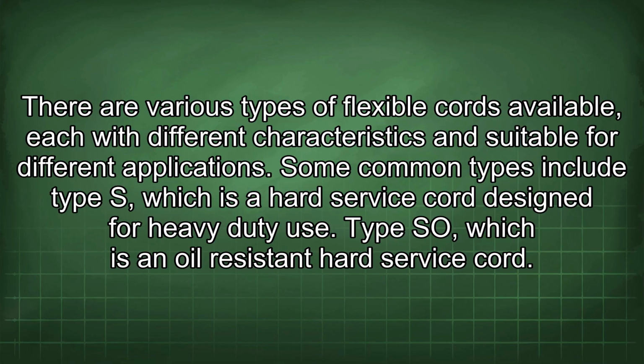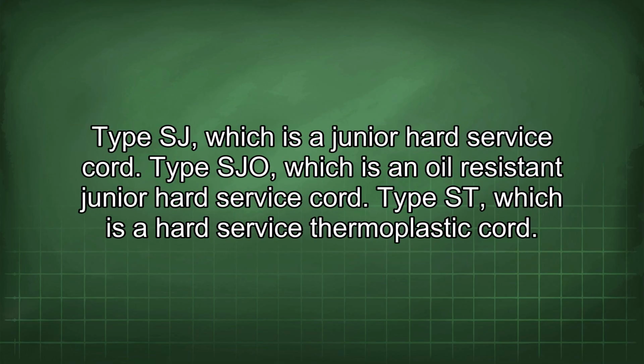Some common types include Type S, which is a hard service cord designed for heavy-duty use. Type SO, which is an oil-resistant hard service cord. Type SJ, which is a junior hard service cord. Type SJO, which is an oil-resistant junior hard service cord.